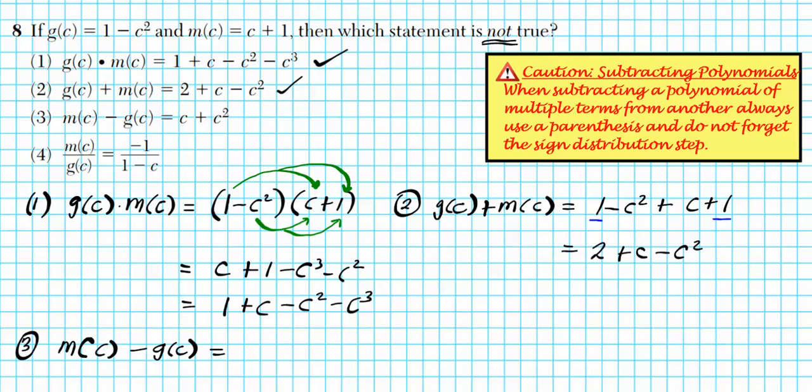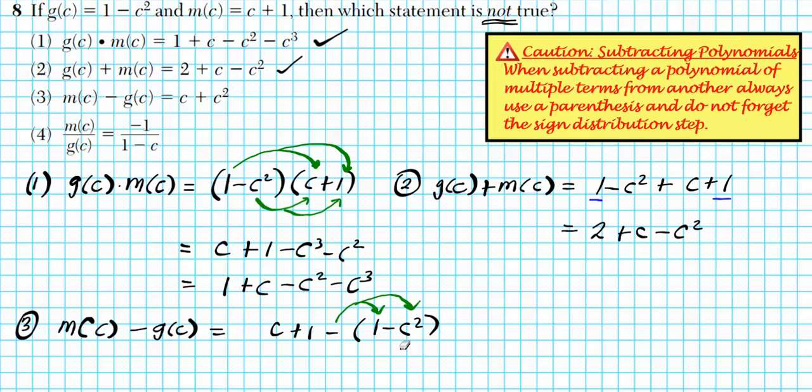So let's do that here. So m of c is c plus 1, and then minus parentheses g of c, 1 minus c squared. Okay, so this is what I was talking about. Whenever you're subtracting the polynomial to the right, after the minus, put a parenthesis there. Good practice, and it also helps you to remember to do what? To distribute that sign to those two terms in the parentheses. Okay, common mistake a lot of students make.